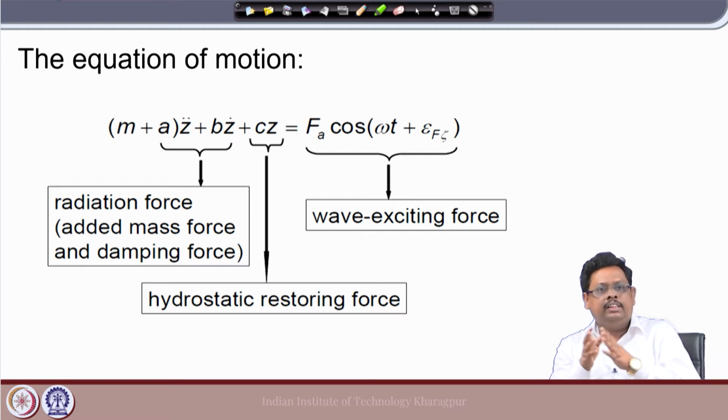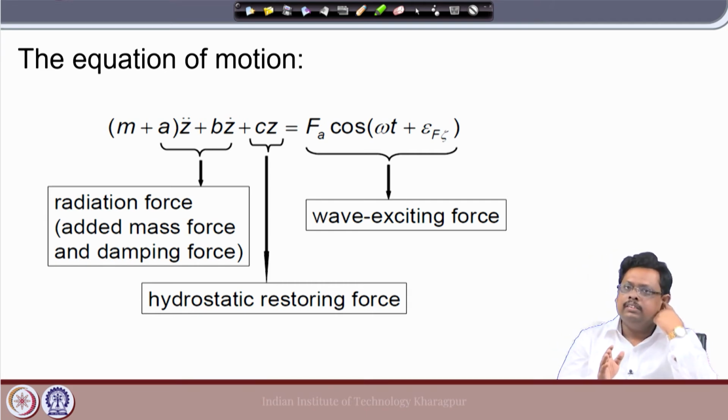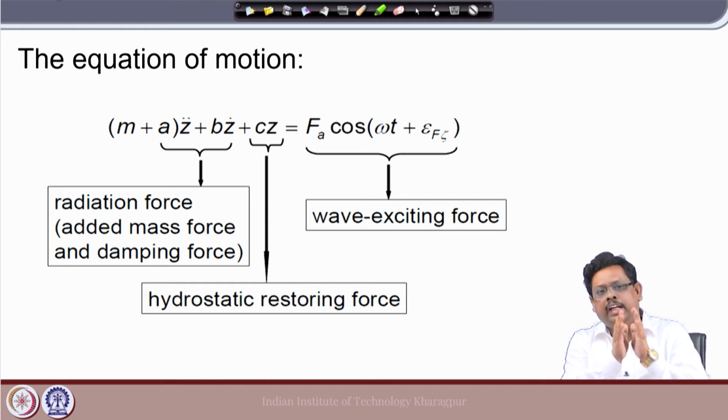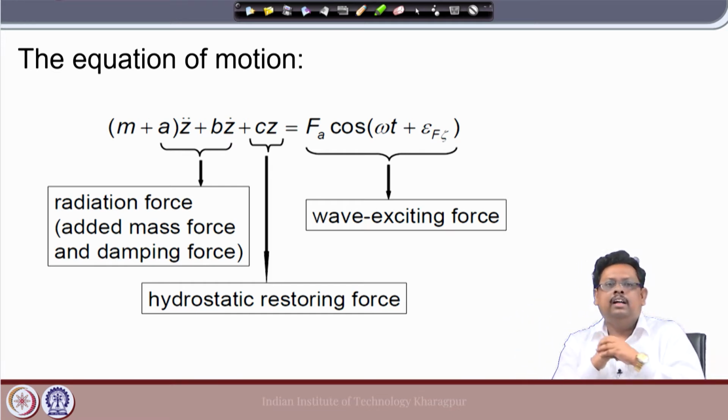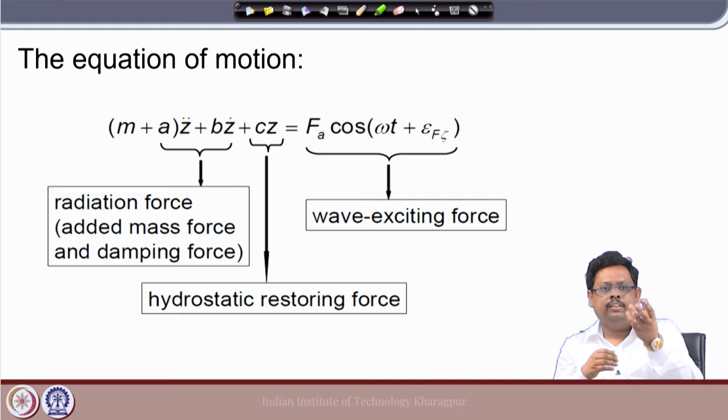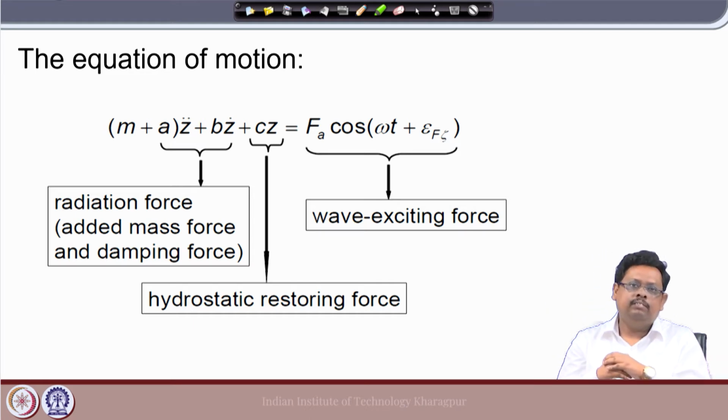We have also discussed a lot that a z double dot plus b z dot is called the radiation force part. When we write the equation of motion, we simply keep m z double dot on one side and take all the other forces to the opposite side, the right hand side. Then m z double dot equals the total hydrodynamic force, in fact the total force, because we take C z also to the right hand side, right, and then we solve the equation of motion.